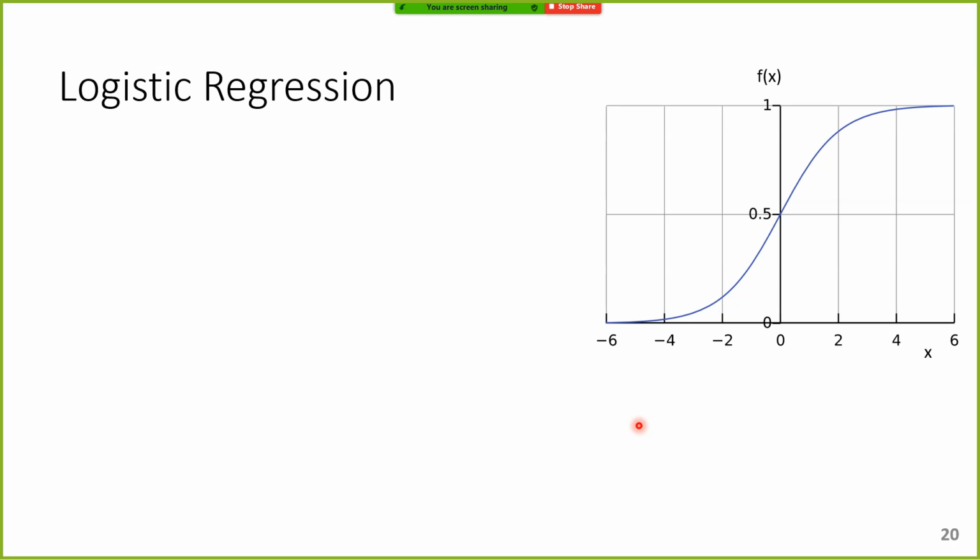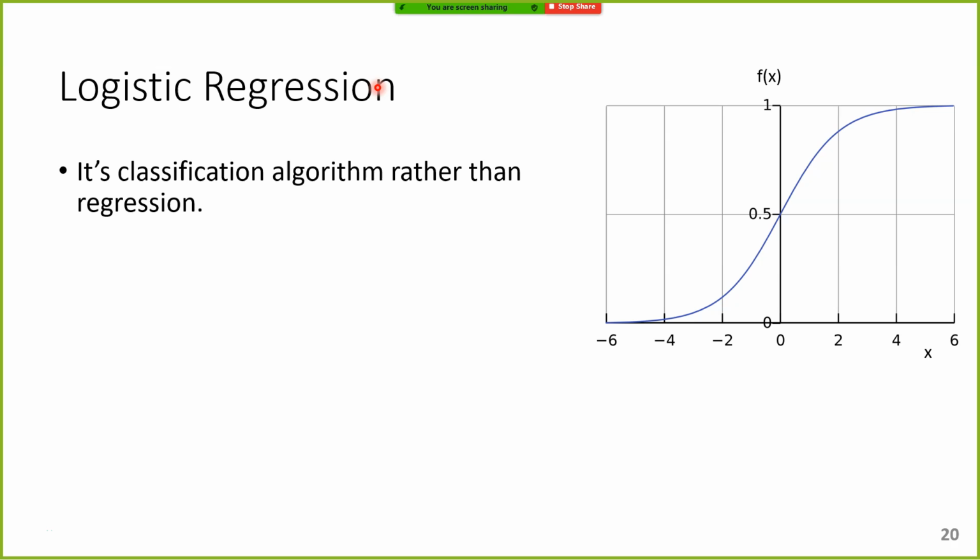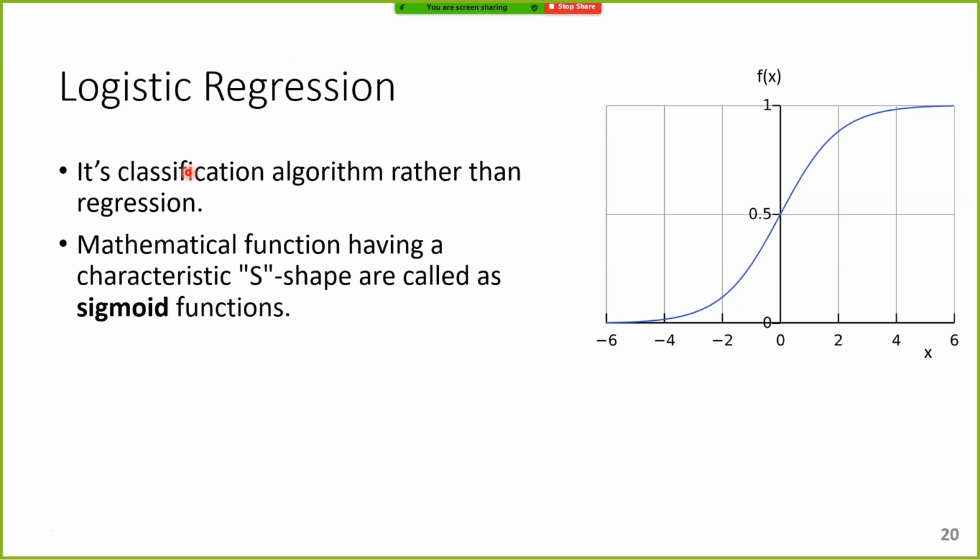So first of all, we will look at logistic regression. It is the first algorithm that we are going to discuss today. As the term suggests, it is not a regression algorithm, it is a classification algorithm. Any mathematical function that has a characteristic S shape is called a sigmoid function. For example, in this function you can see an S shape. All those functions which have this S shape are called sigmoid functions. Typical examples are logistic functions, hyperbolic tanh function, or error functions.